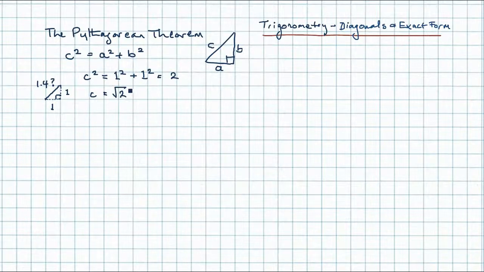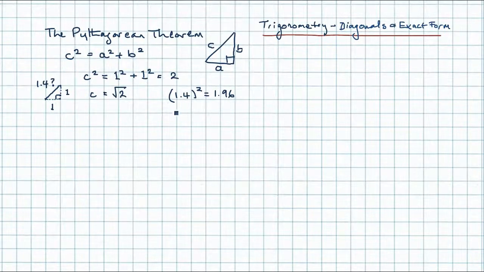If I plug 1.4 into a calculator, just to save time, and square it, then what do I get? Well, if I convert it to decimal form, it gives me the answer of 1.96. So 1.4 squared is not 2, it equals 1.96.